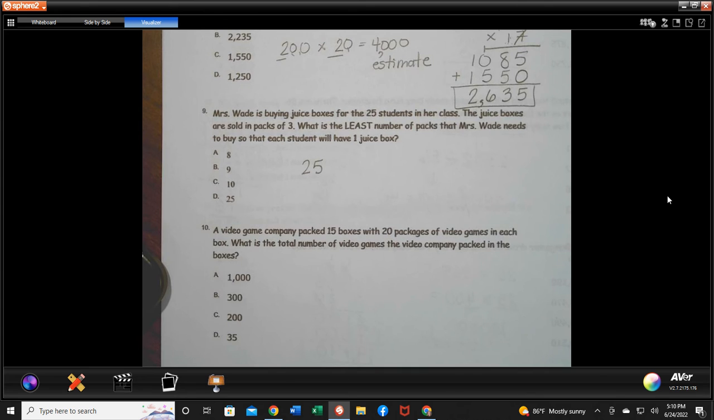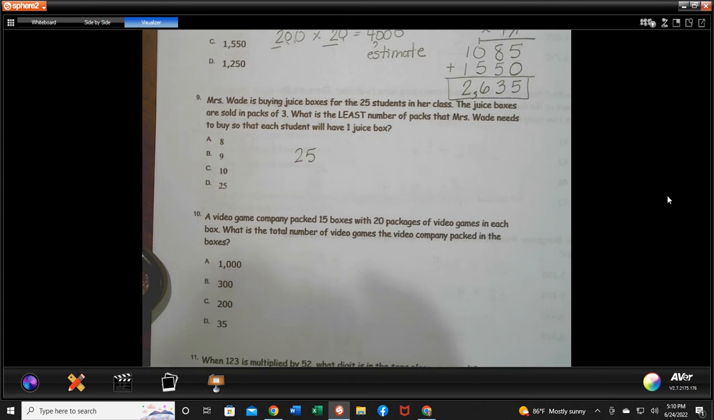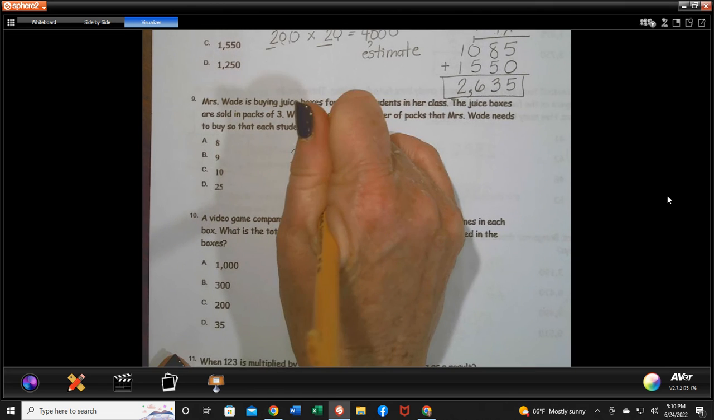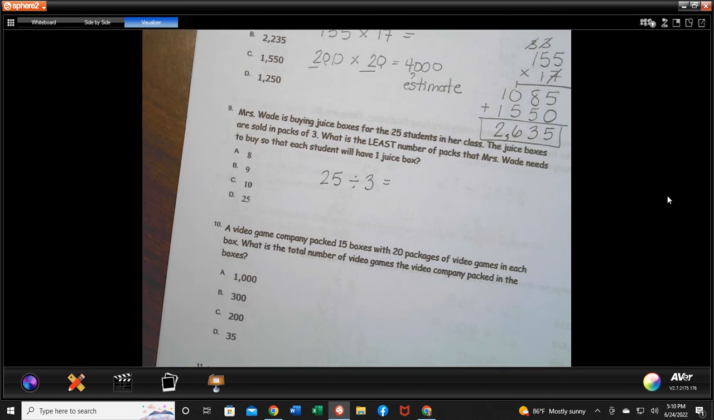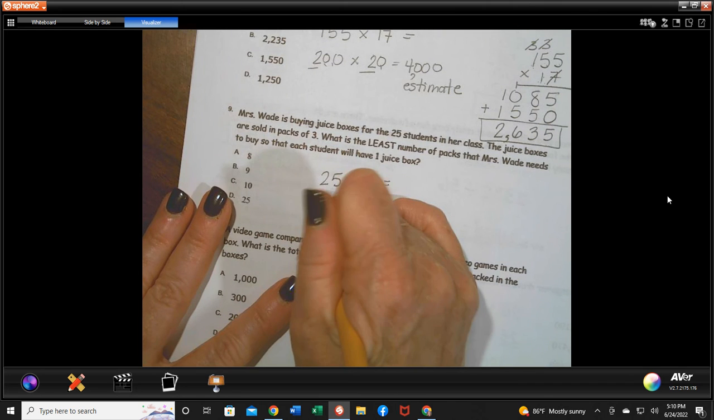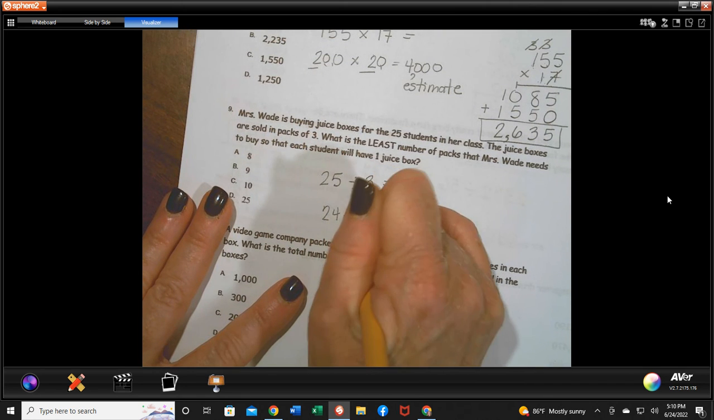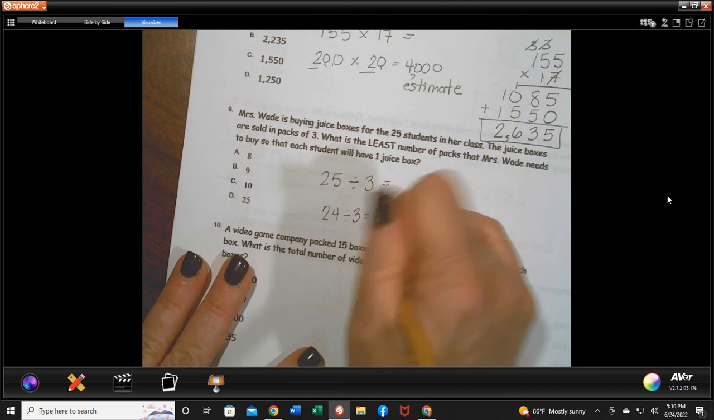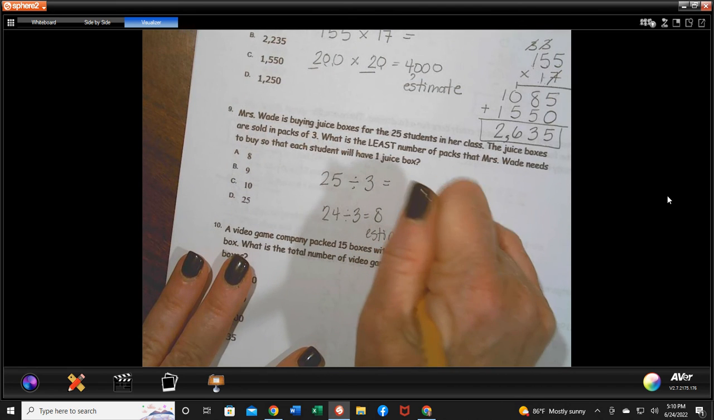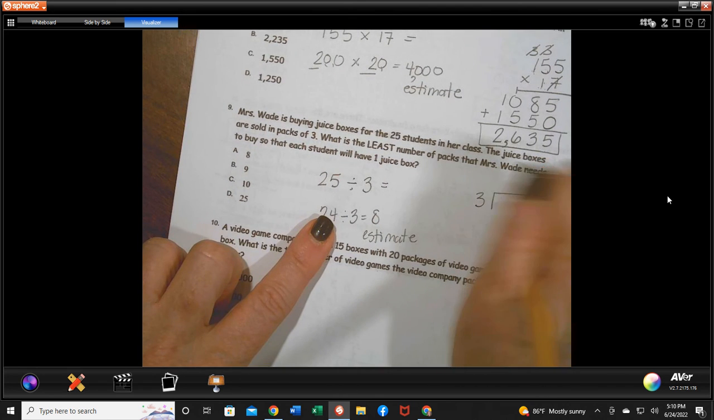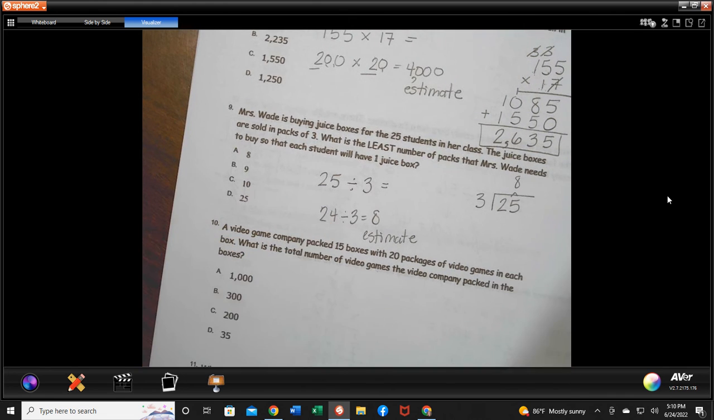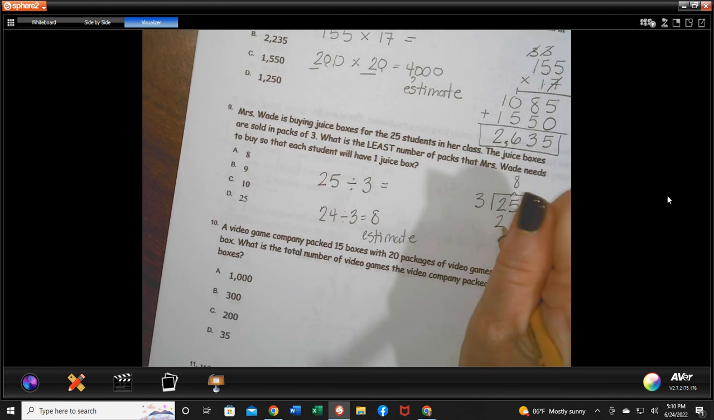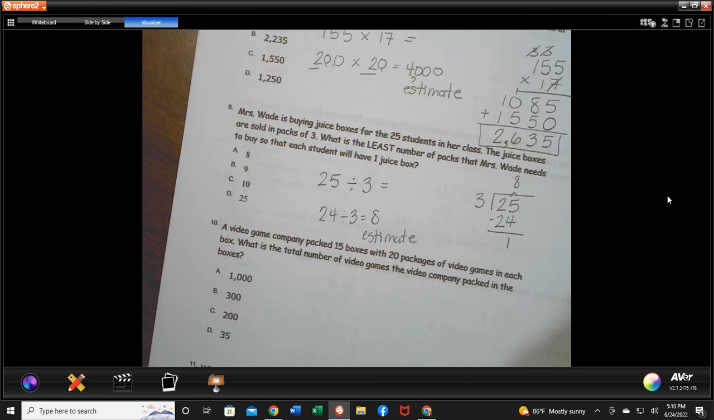So since we know that the juice boxes are sold in packs of 3, we're going to divide the number of boxes we need. All right, so real quick estimate, I know that 24 divided by 3 is 8. That's just my estimate. So here we go. We're dividing 25 by 3. We know it'll go in 8 times. 8 times 3 is 24. And we have 1 left over.